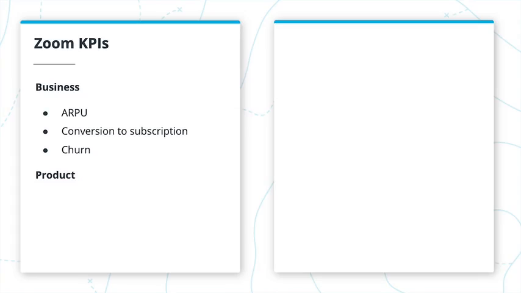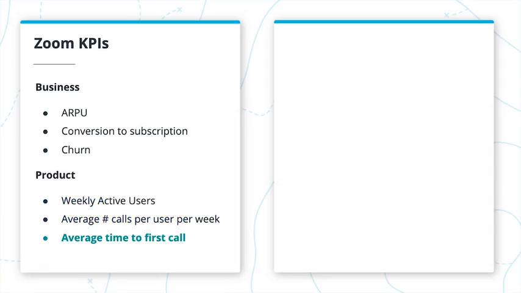In terms of product KPIs, this is really about how the product is being used. The things that I think would be interesting to consider: understanding the weekly active users. So how many users rely on using Zoom at least once a week in order to get their work done and collaborate with their team? Also, how many calls does the average user participate in per week? And another thing that I think it would be important to understand is how long after an account is created does it take for a user to set up their first call with someone else?